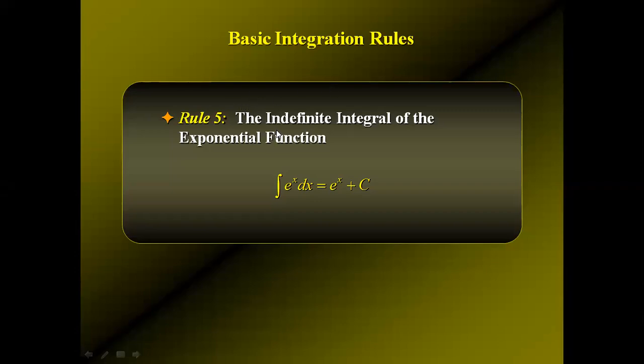Rule 5, the indefinite integral of the exponential function. That means integration of e to the power x will be e to the power x only. Integration of e to the power x will be what? e to the power x. There we just have to add the integral constant. The indefinite integral of the exponential function will be the exponential function itself.